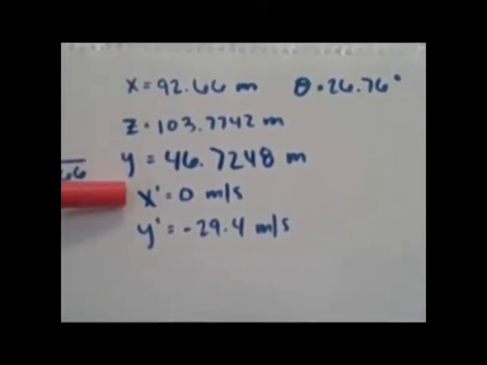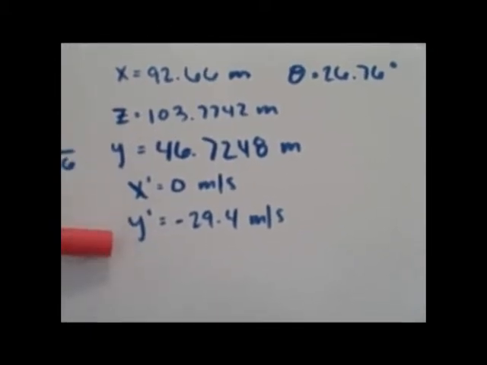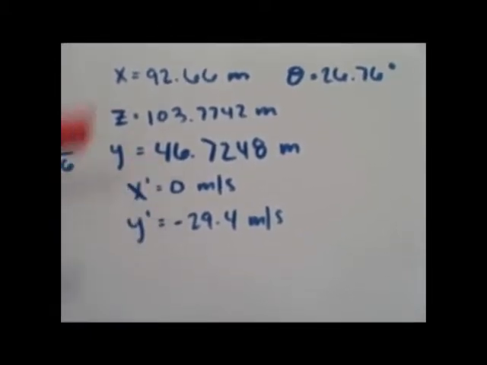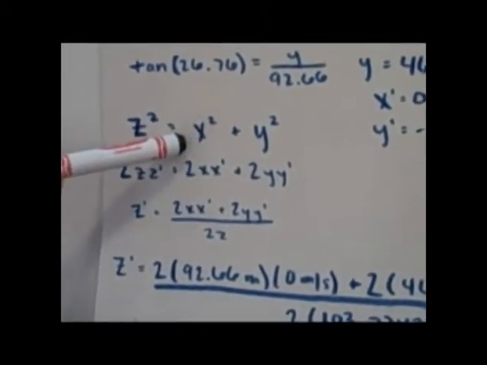We also know that x prime is 0 meters per second because x is not changing, and y prime is negative 29.4 meters per second. Alright, so to find our rate of change of z, we use the version of the Pythagorean theorem. Here we have z squared equals x squared plus y squared. We use these values because x is the distance from the observer to the ride, and y is the height of the ride. Therefore, z is the hypotenuse, which is what we're looking for.